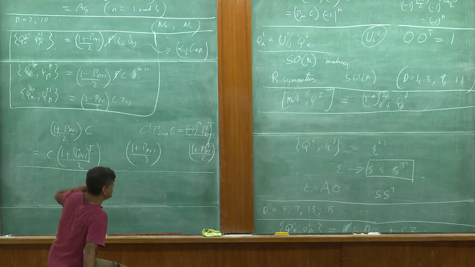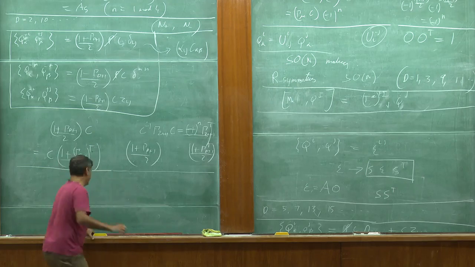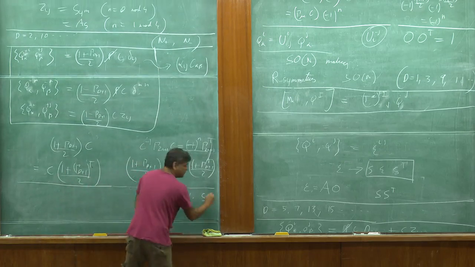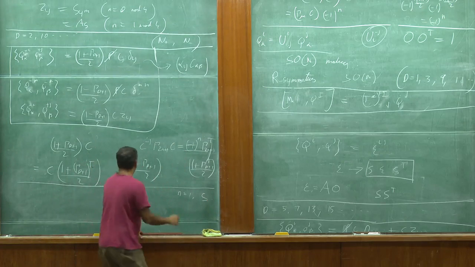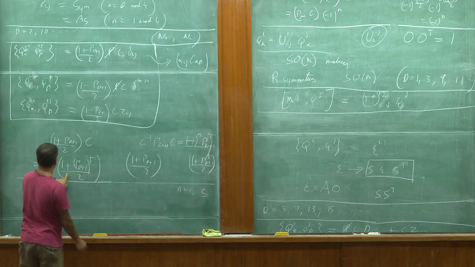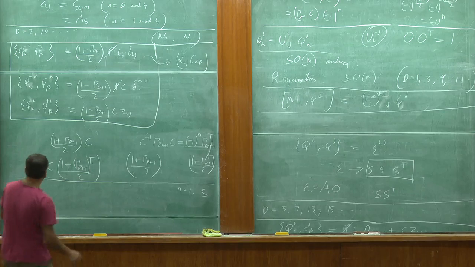Small n, we are dealing with n equals 4. You're right. We're dealing with n is equal to 1 of 5. Okay. So we get this, but with a minus sign. And therefore, this is inconsistent.